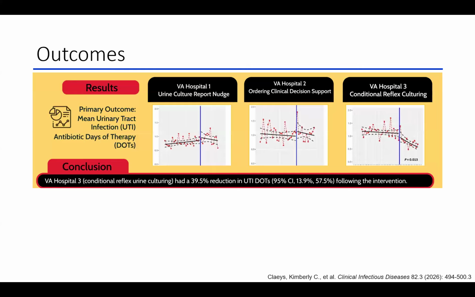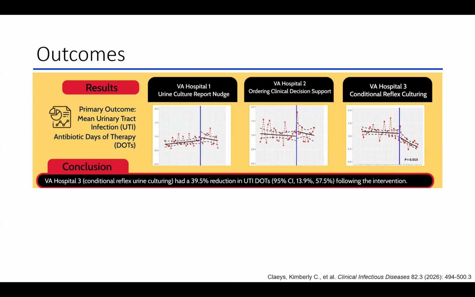So what did the outcomes look like? The primary outcome was mean urinary tract infection antibiotic days on therapy, and the blue line separates the before and after the intervention. You can see that at Hospital 1 and Hospital 2, the solid black line is what you're going to be looking at for mean antibiotic days of therapy. And you can see it's actually higher afterwards than it was before. So really, I would say the intervention wasn't great, didn't really work.